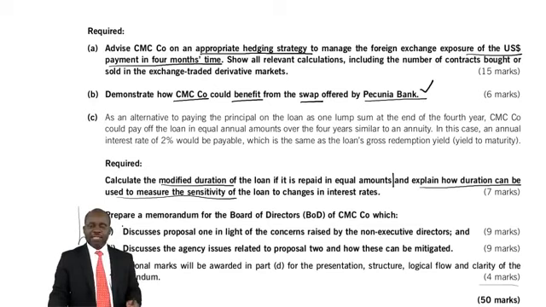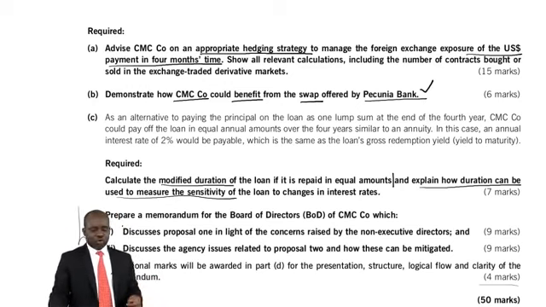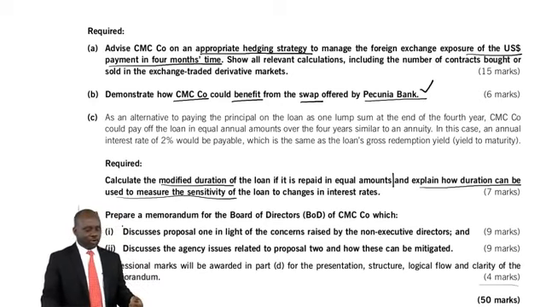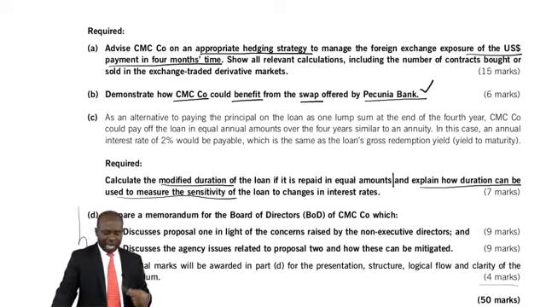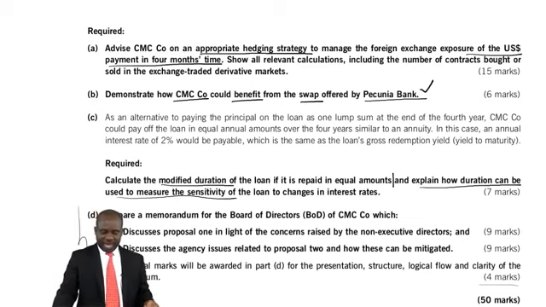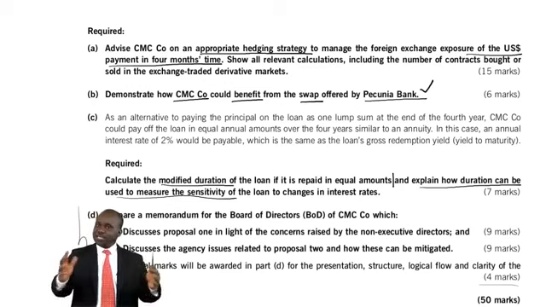I need to get the US dollar payment that is supposed to be paid within 4 months, and then what hedging strategies I can use. I have to also look at the swap offered by Pecunia Bank. I have to calculate duration. I have to look at Proposal 1, and then in line with the non-executive director's comment, and then also the agency issues. So that is the requirement.